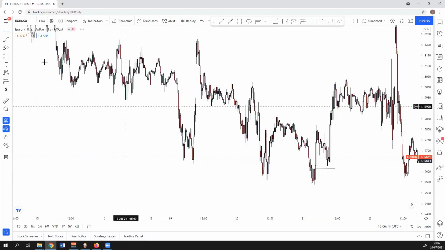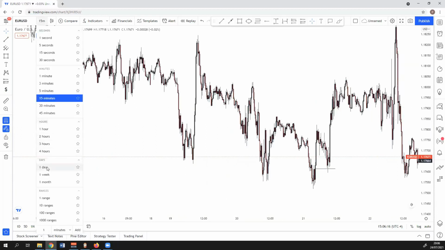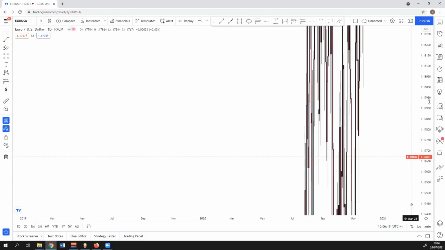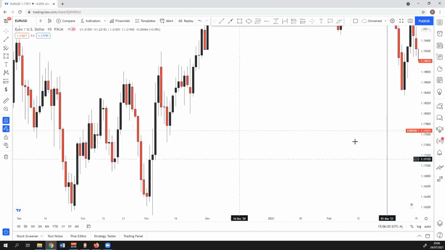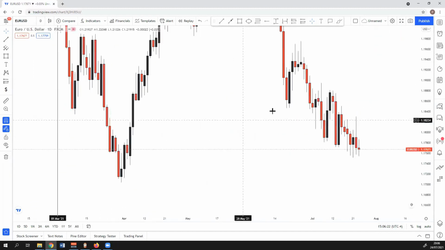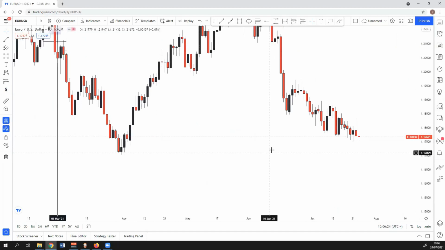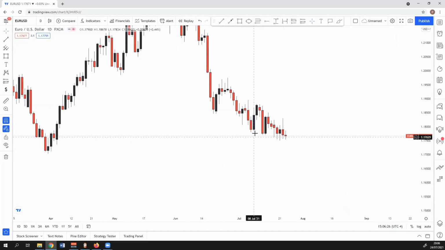But this happened in a bearish marketplace. We're going to go to the daily time frame, and you will see that this marketplace had already been bearish for a very long period of time. As you can see right here, that was the zone or the area where that trade was taken from.